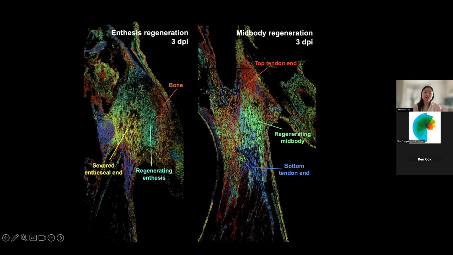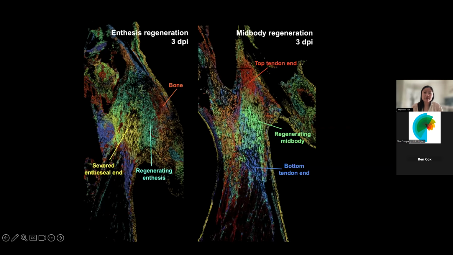And so on the left here, I'm just showing you the enthesis regenerative context, and you can see the tendon reattaching to the bone here. And then in the mid-body as well, you can see the tendon ends reattaching, and that these are transcriptionally distinct populations at the regenerating area. But I just want to return back to the question at hand, which was, how do the tenocytes actually decide which part of the tendon to regenerate?